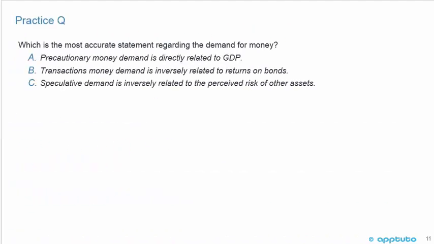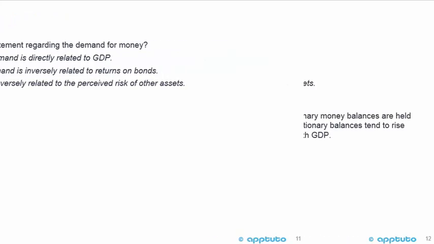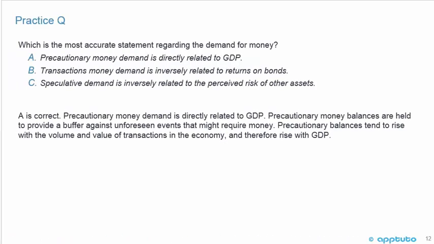And we'll just finish this LOS with one last practice question, as we often do. Which is the most accurate statement regarding the demand for money? A, precautionary money is directly related to GDP. B, transactions money demand is inversely related to returns on bonds. Or C, speculative demand is inversely related to the perceived risk of other assets. The correct answer is A.